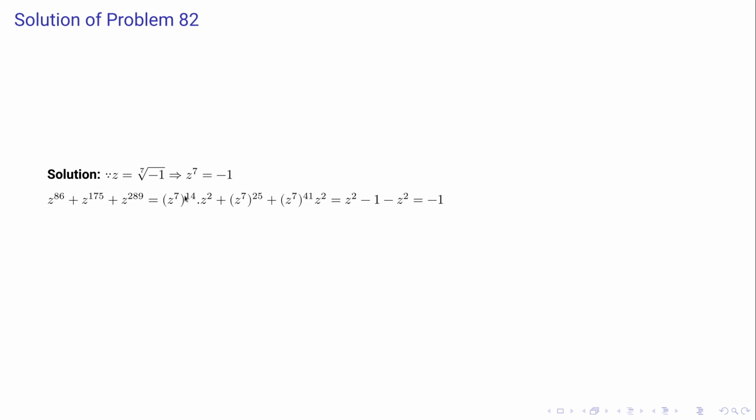Now we substitute minus 1 for z to the power 7 here. So minus 1 to the power 14 is plus 1. So eventually this is z square. Here we put minus 1, then minus 1 to the power 25 is minus 1. And here it is minus 1 to the power 41, which is odd. So it would be minus 1 into z square, that is minus z square. Now z square will get cancelled, and the result is minus 1.